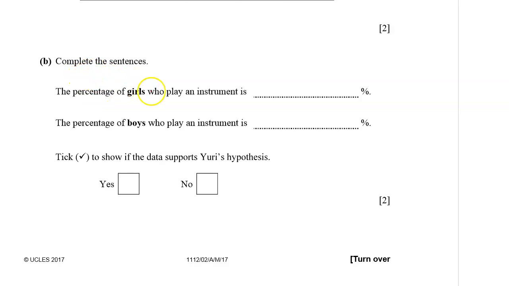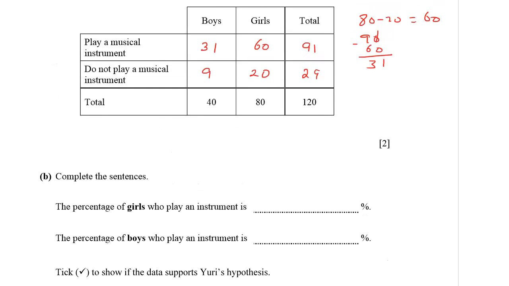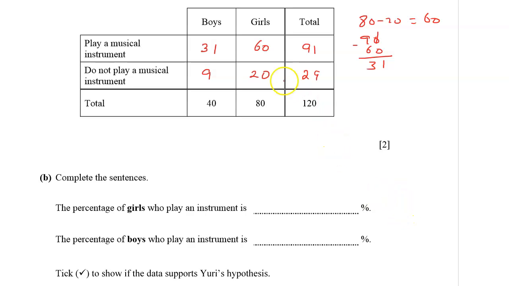B, complete the sentences. The percentage of girls who play an instrument is, of course, you need to calculate that percentage of girls which play a musical instrument. 60 girls play musical instruments out of 80. So the percentage is 60 over 80 times 100. When you calculate this nicely, you can divide this and this by 4, and by 4 here is 2. By 4 is 15. 2 divided by 10 gives us 5. And what do we get? 75%. So 75% of girls play a musical instrument.